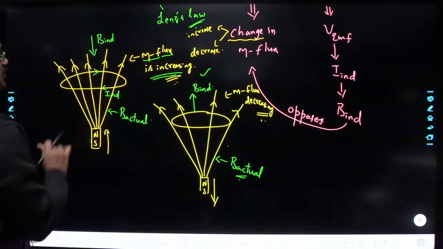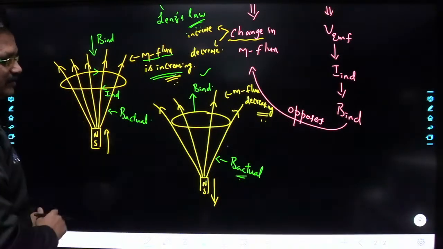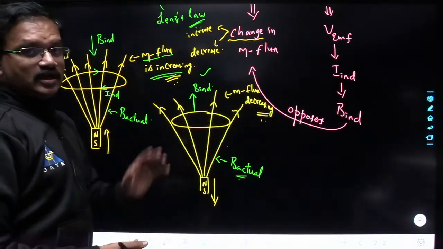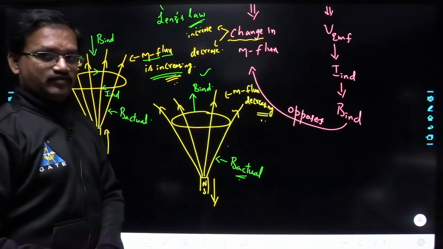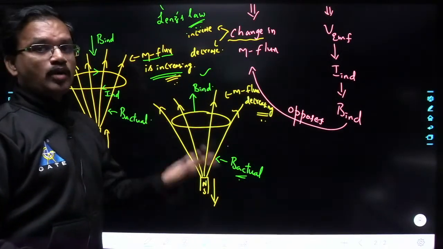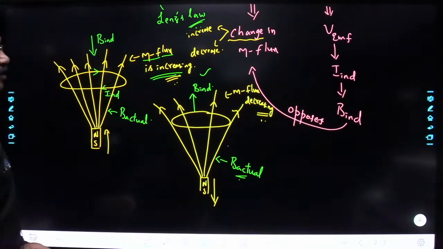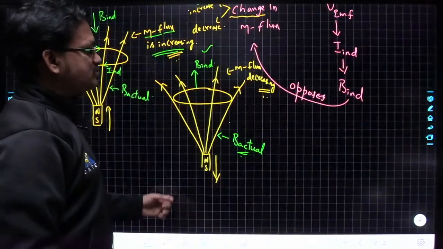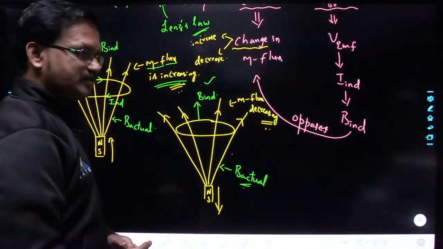So in this case, the induced magnetic field is trying to oppose the increase in magnetic flux, and in this case, the induced magnetic field is trying to oppose the decrease in magnetic flux. Always it tries to oppose the change in flux, right? We have done all this analysis in the previous class itself. I am just revising all those things.